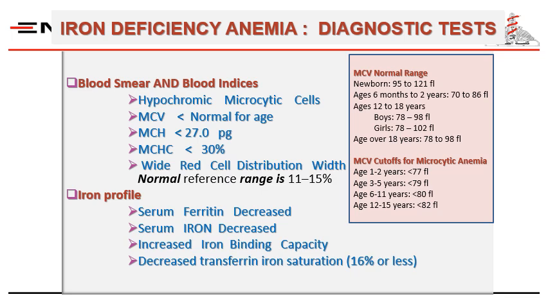We do serum ferritin, it's decreased, storage is decreased, and serum iron in the circulation is decreased. Another factor is to assess the transferrin saturation with iron. It will be found to be decreased, 16% or less, and there is an increase in the iron binding capacity. We are going to explain this in the face-to-face session.